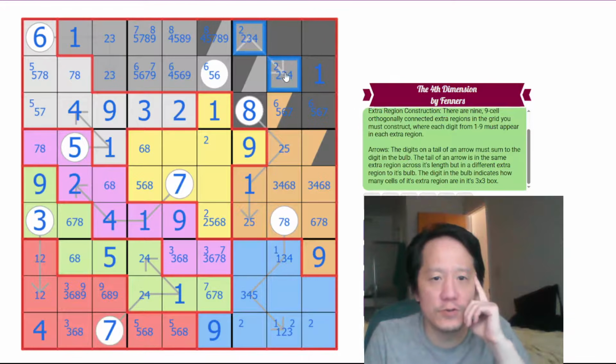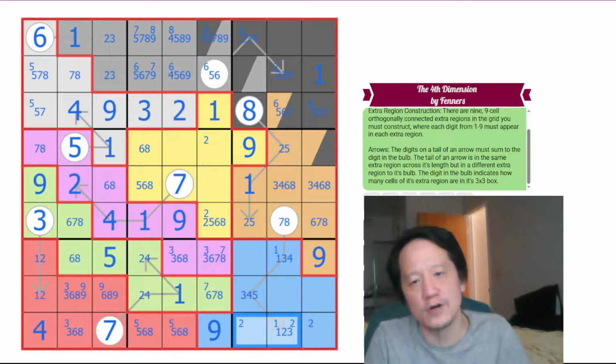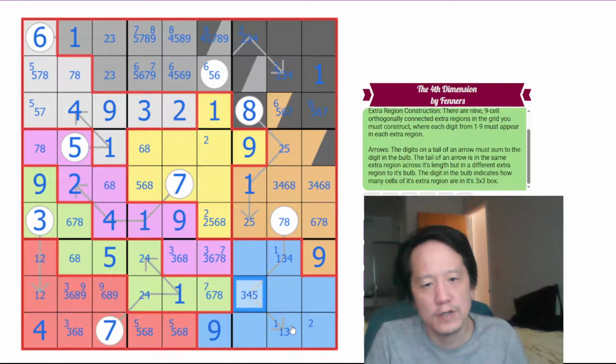We have a 2 in one of these cells in row to add up to 5 or 6 in columns 7 or 8. This must be 2, 5 in column 7 or 8, which means 2 cannot be in the rest of column 7 or 8. So this can't be 2. This can't be 2. Therefore, this must be 1, 3, and 4 at minimum, because this is 2.